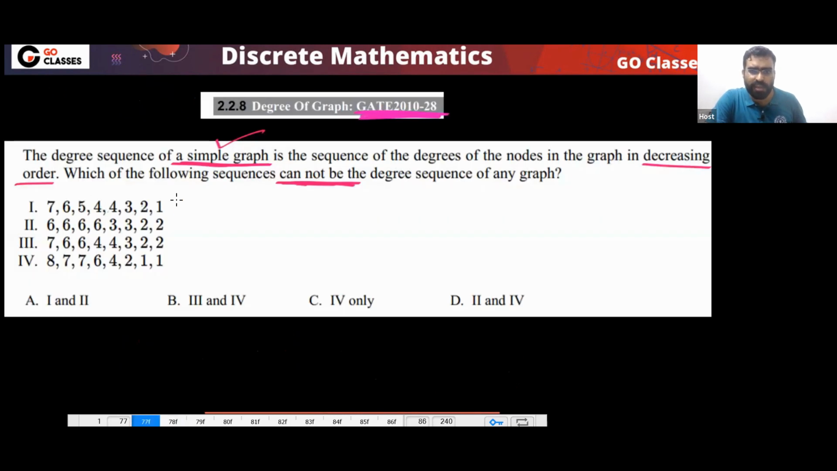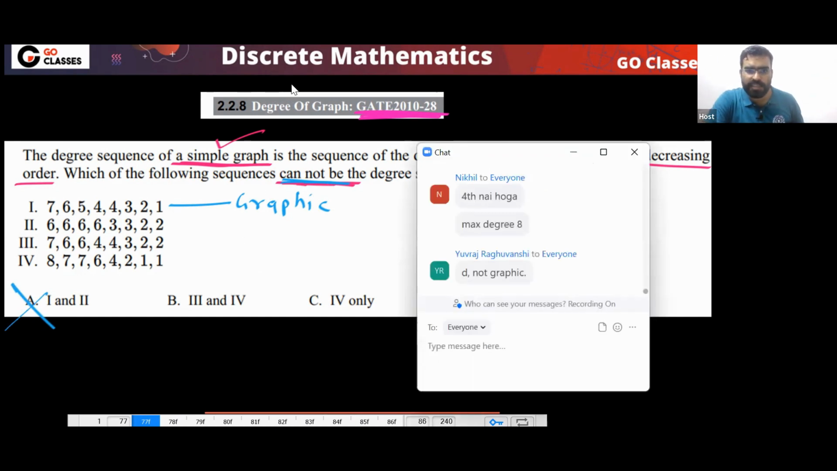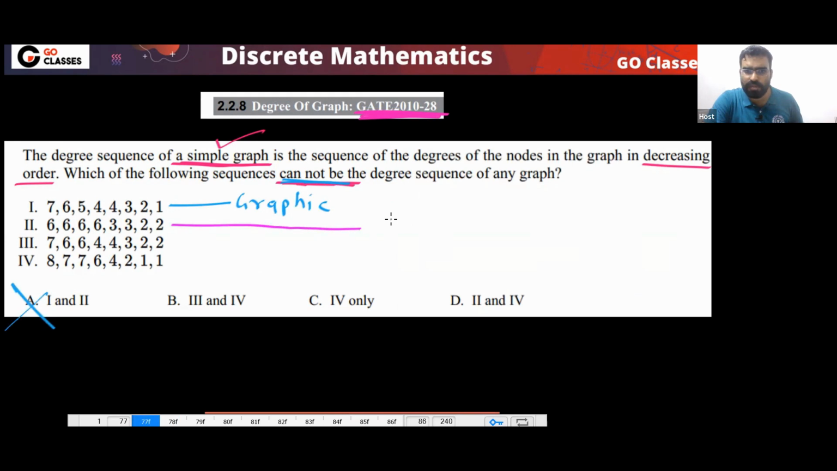So this option 1 is actually graphic. And the question is asking for not graphic. So this option is not correct, because the question is asking for not graphic. Okay, so option 1 is not correct. So tell me about the second. Is the second one graphic or not?